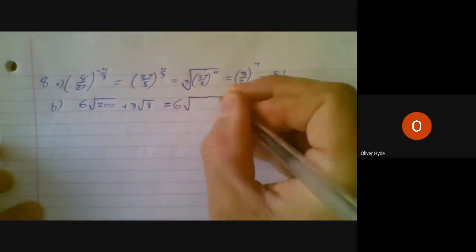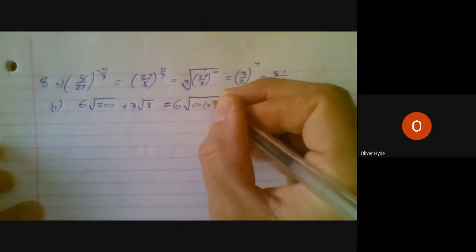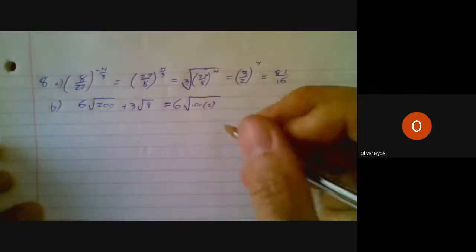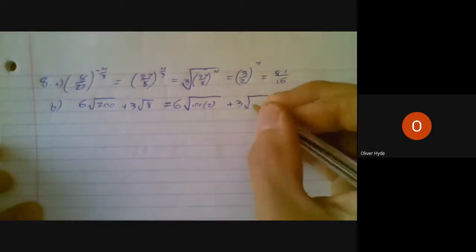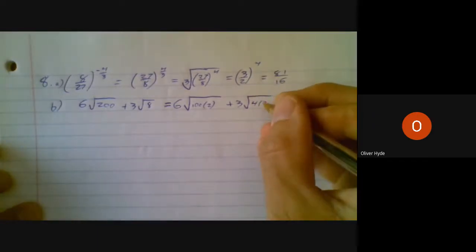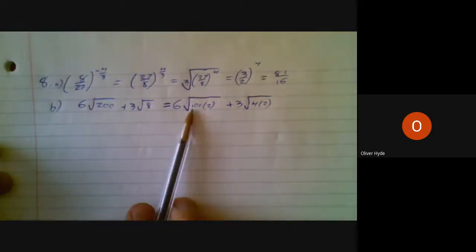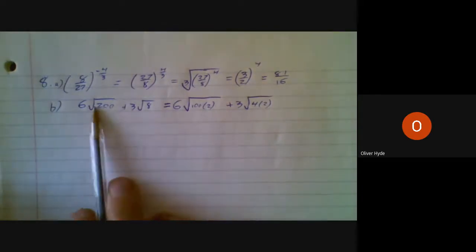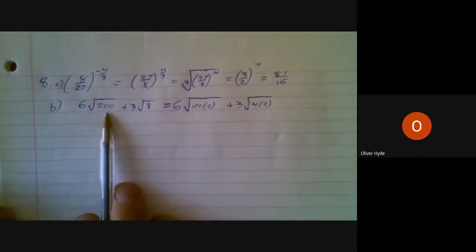In 200, I see a factor of 100, which is interesting because it's the largest perfect square factor in 200. In 8, I see a factor of 4, which is a perfect square. Technically, there is a factor of the square root of 100 in the square root of 200. There's not really the number 200 in this expression.